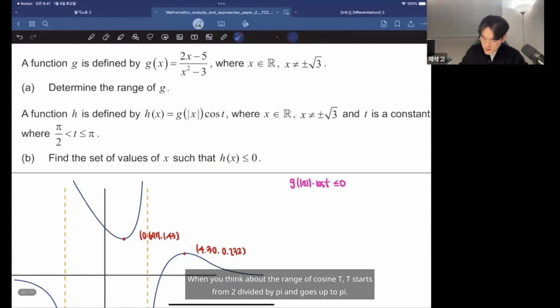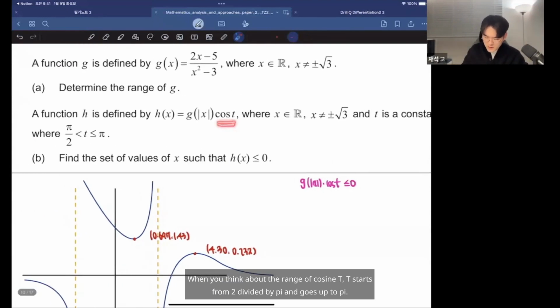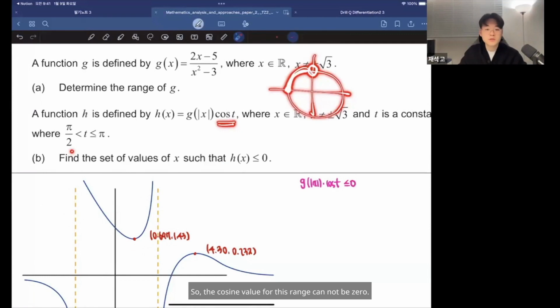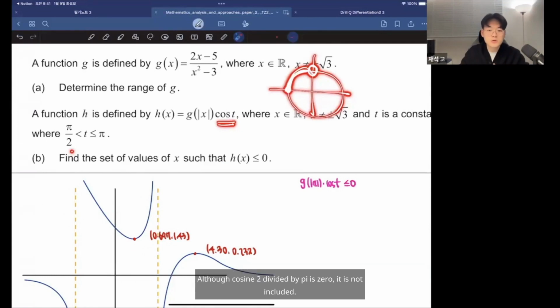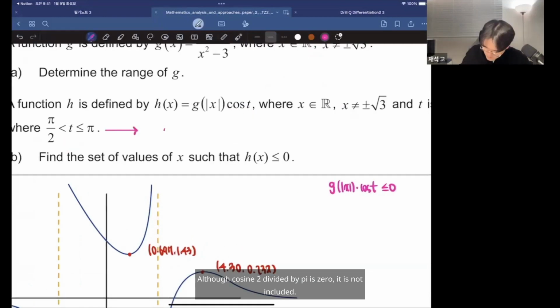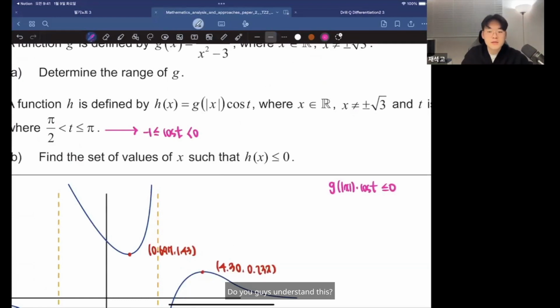When you think about the range of t, t starts from pi divided by 2 and goes up to pi. So the cosine value for this range cannot be 0. Although cosine of pi/2 is 0, it is not included. So we know that cosine t is less than 0 and greater than or equal to -1. Do you guys understand this? Is this okay?